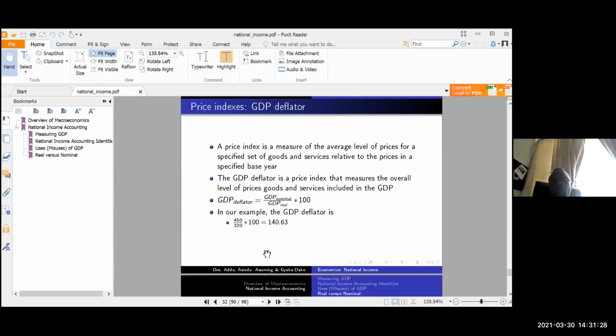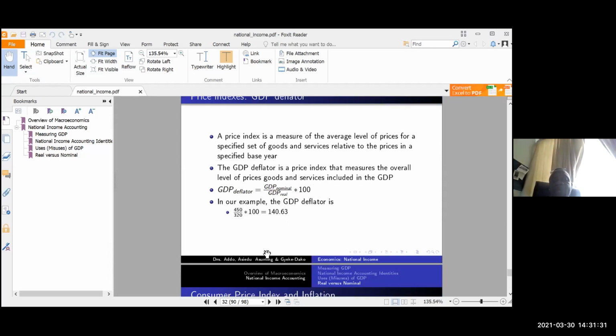So if we know the deflator in the base year, the base year will normally have a deflator of 100 because it is the reference year. In the base year, the nominal GDP and the real GDP are the same, so the difference will give us the inflation. So that is the deflator. If you are asked to calculate the GDP deflator for a particular year, it is the nominal GDP divided by the real GDP.